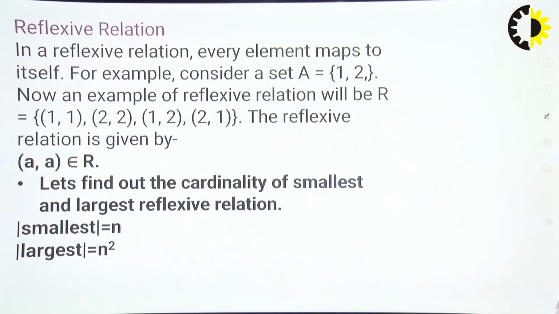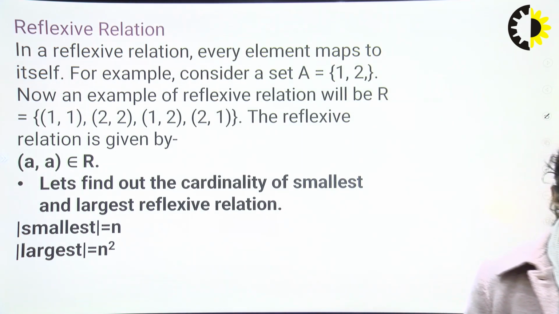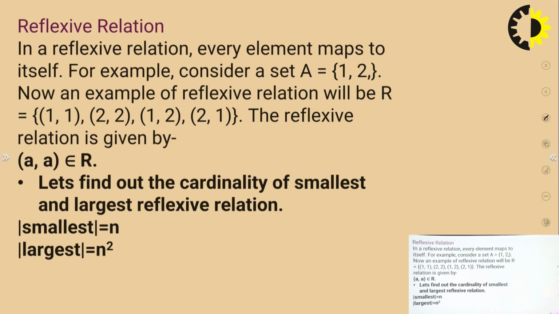Now next we have reflexive relation. So what is a reflexive relation? A reflexive relation is a relation which contains all the diagonal elements along with some other elements, but the only condition is that if my A is equal to {1, 2}, like I have taken the example here, how many diagonal elements will I have? I'll have 2 diagonal elements, that is (1, 1) and (2, 2). So those should be there, but other elements can also be there.